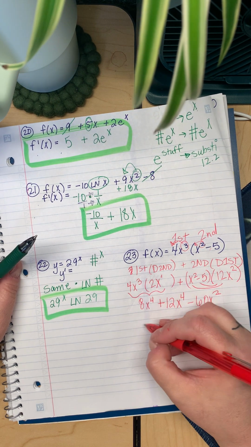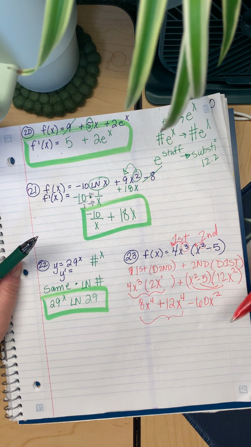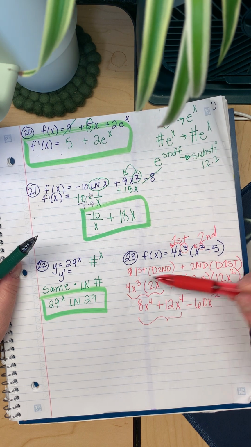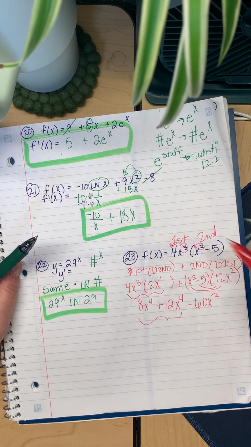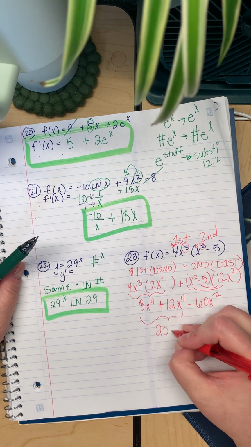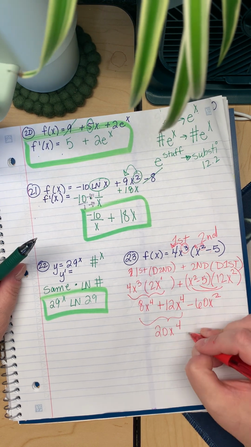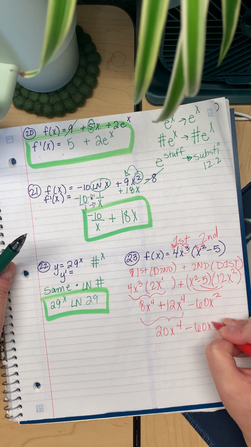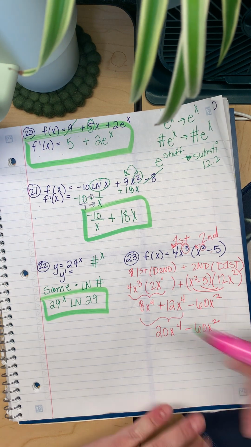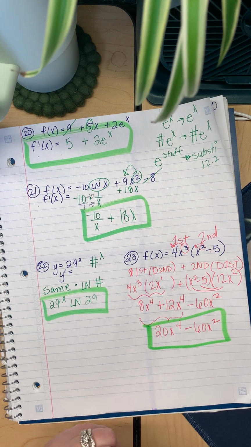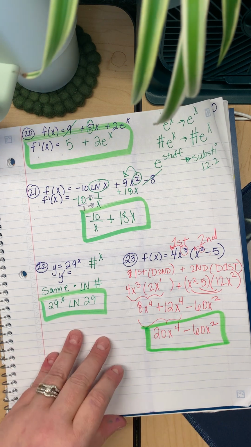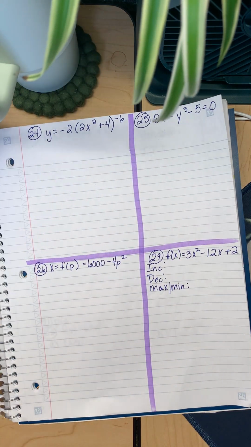Okay, combine like terms. These x to the fourths, they have the same but, so add their fronts. 8 plus 12 is 20, but then keep their same but, x to the fourth, minus 60x squared. Hey, that's the derivative. Huzzah! Okay, let's keep going. Let's look at number 24.